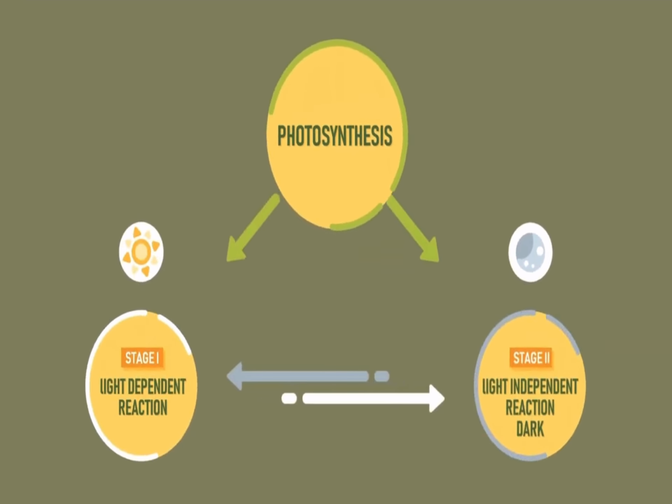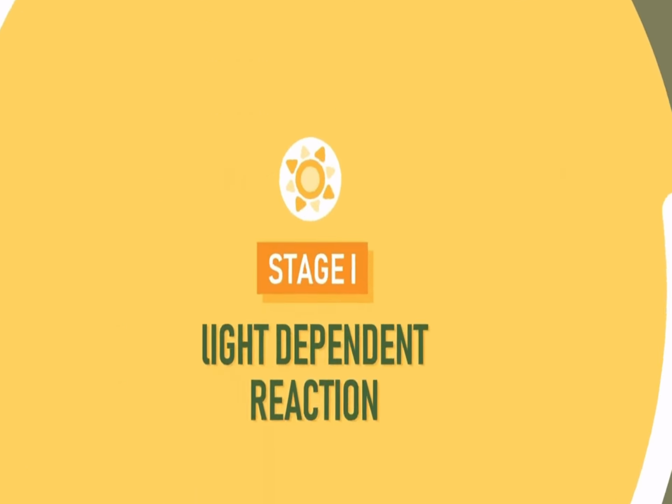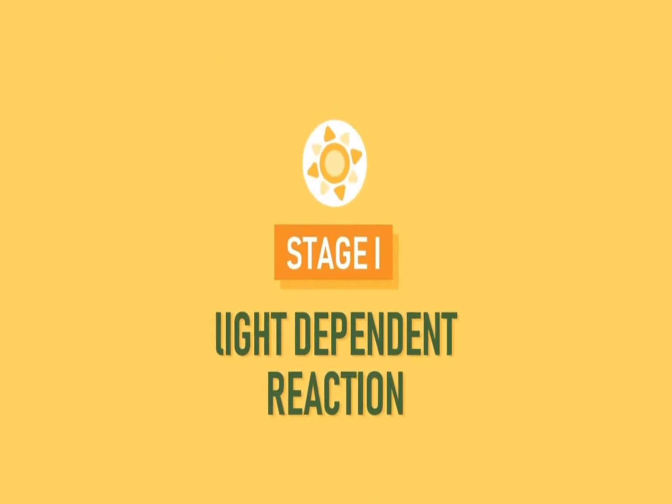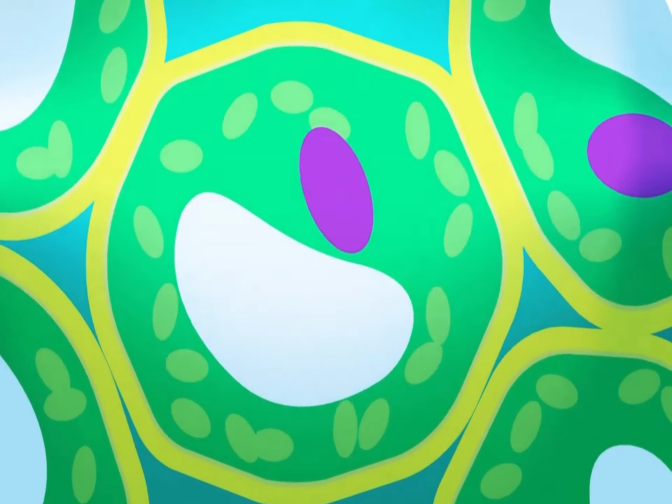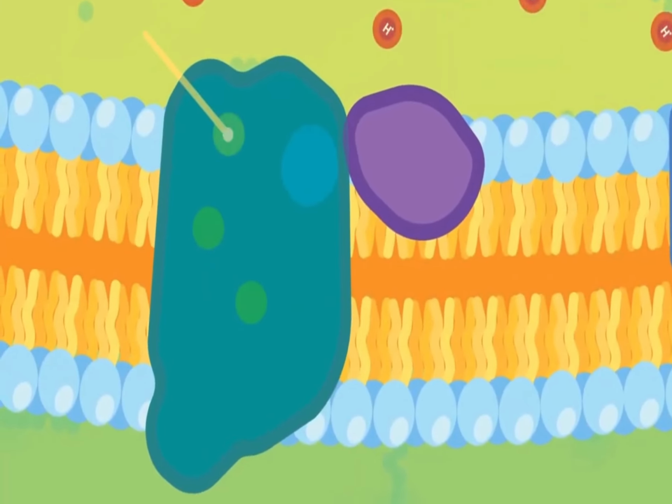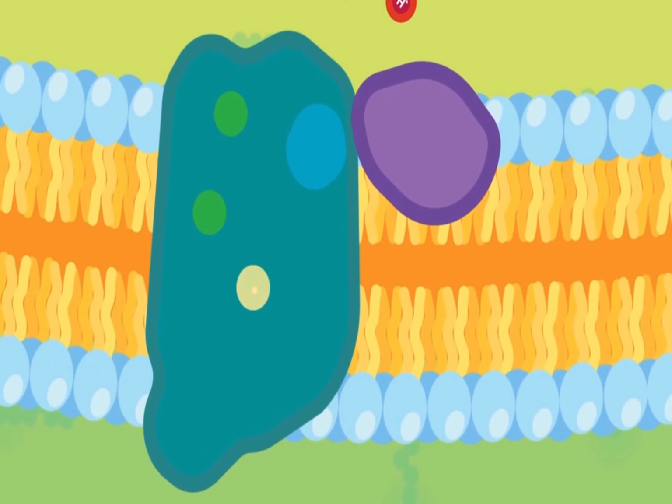Photosynthesis goes through two stages. Stage 1. Light-dependent reaction. This reaction depends on the presence of light. It starts when photons from sunlight strike the leaf, enter all the way through to the chloroplast and its thylakoid discs, excite the chlorophyll and activate electrons.